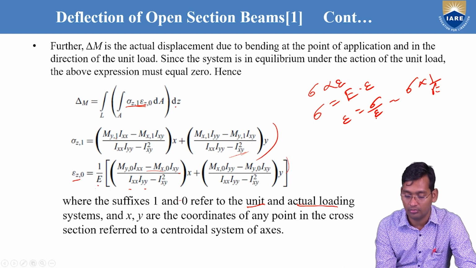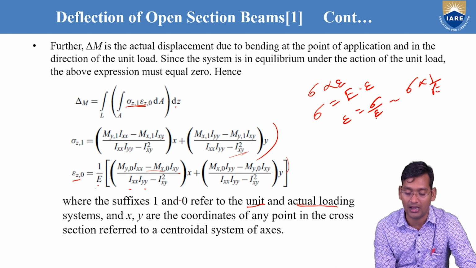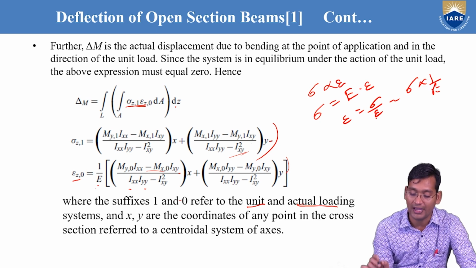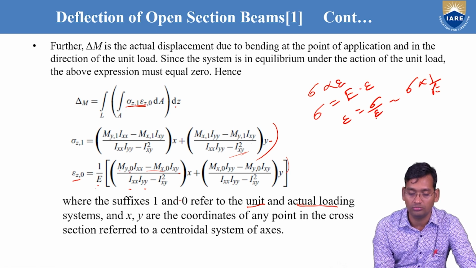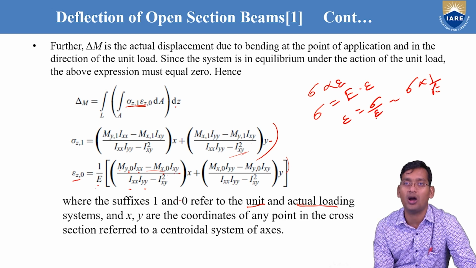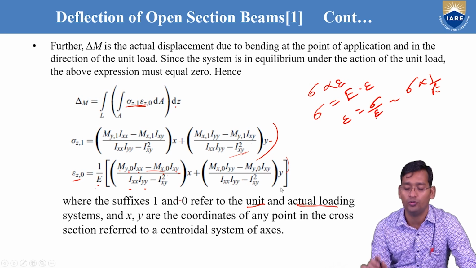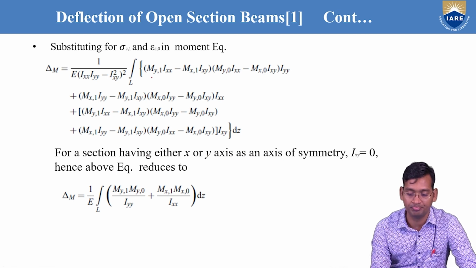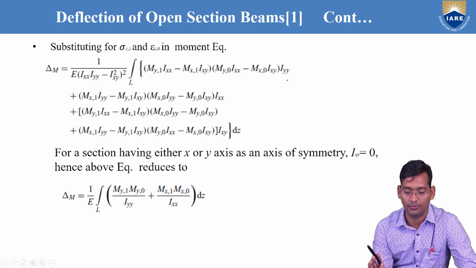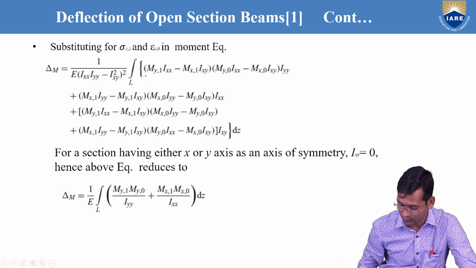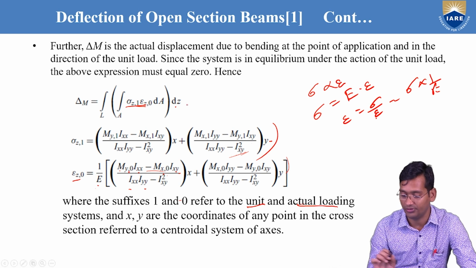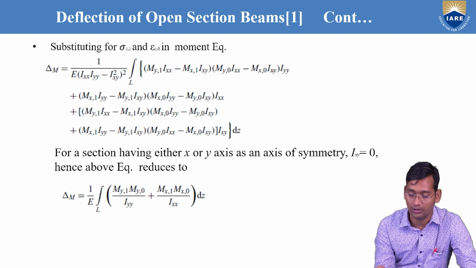Now what is left? The upper part: My,1 Ixx minus Mx,1 Ixy, whole into x, plus Mx,1 Iyy minus My,1 Ixy into y, that is for sigma z1, into My,0 Ixx minus Mx,0 Ixy into x, plus Mx,0 Iyy minus My,0 Ixx into y. After substituting those values, we have dA into dz. So this is for the first term.